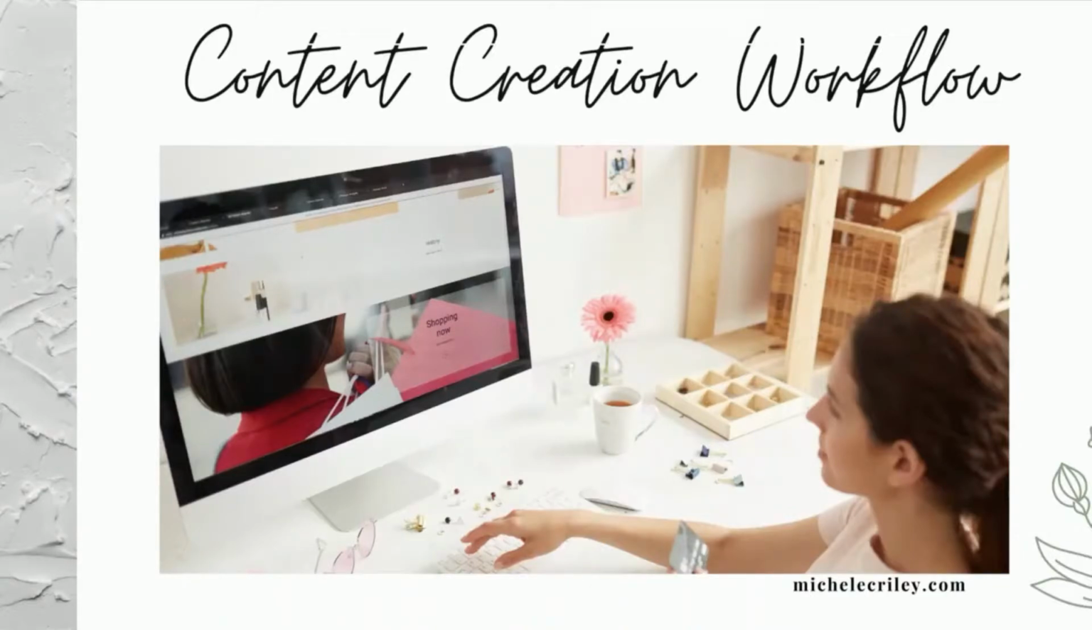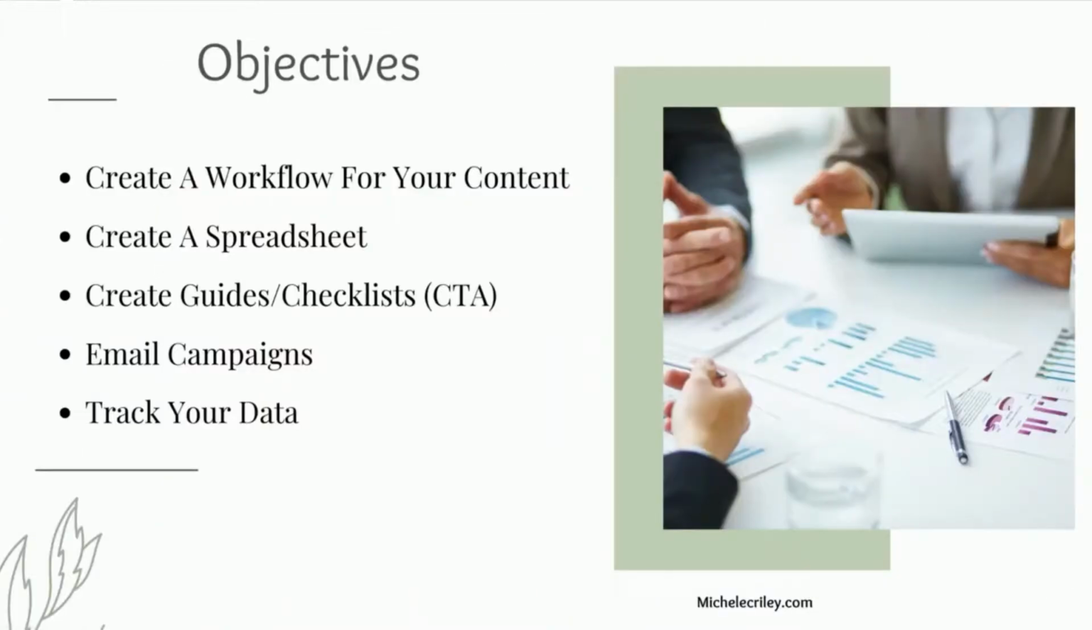So let's get started. The objectives that I want to focus on within this video is creating a workflow for your content. Next is creating a spreadsheet, which I'm going to show you how to do. The third one is creating the guides or checklists or whatever that call to action is. It doesn't have to be a guide or checklist. It can actually be a video or tutorial, something that I'm doing right now. It could even be a podcast as your call to action that you just provide the link for. And with that call to action, you're going to have to create an email campaign.